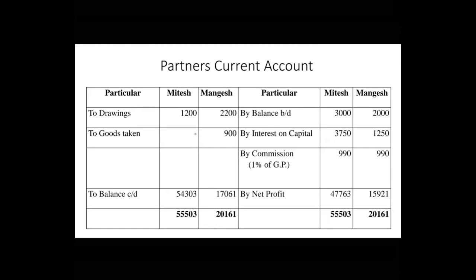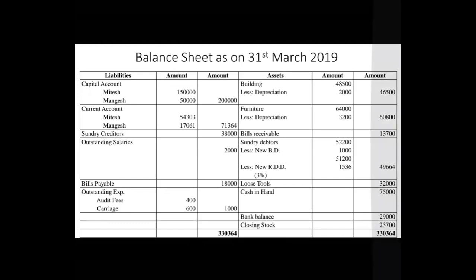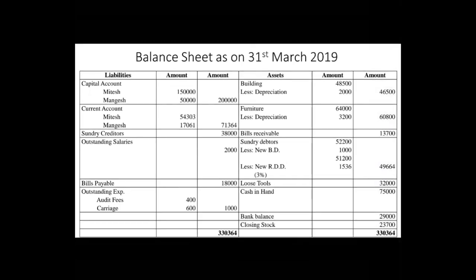Now the last adjustment which is there is of bad debts and RDD. Okay, so first you will going to deduct both the amounts of new bad debts and new RDD from sundry debtors. Okay, so sundry debtors is there on the balance sheet. You will see over here, on the balance sheet sundry debtors is given. It is given 52,200. How much is given? 52,200.